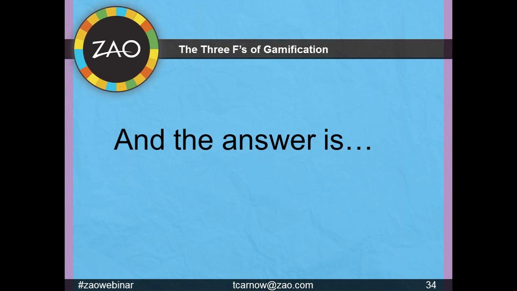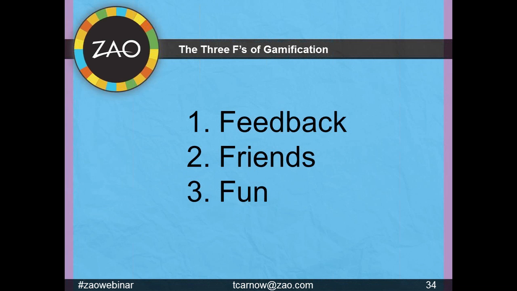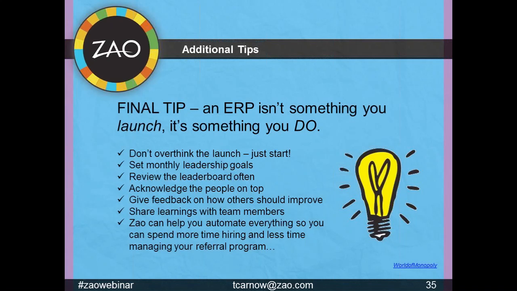Obviously the answer is that the 3 main concepts of gamification are friends, fun, and feedback. And a lot of you got that right. And as we wrap up, we want to leave you with one final tip. We hear a lot of people putting substantial effort into the launch of an employee referral program and in planning. And we wanted to say that while you should definitely plan it out, don't forget that an employee referral program is something you do. It's not something you launch.